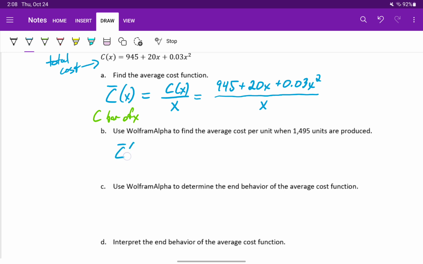So when we evaluate C bar of 1,495, we get a result of 65.4821, etc. And since this is a dollar amount, this would round to $65.48. What we're saying then is when we produce 1,495 units, we paid on average $65.48 per individual unit to hit that production level.